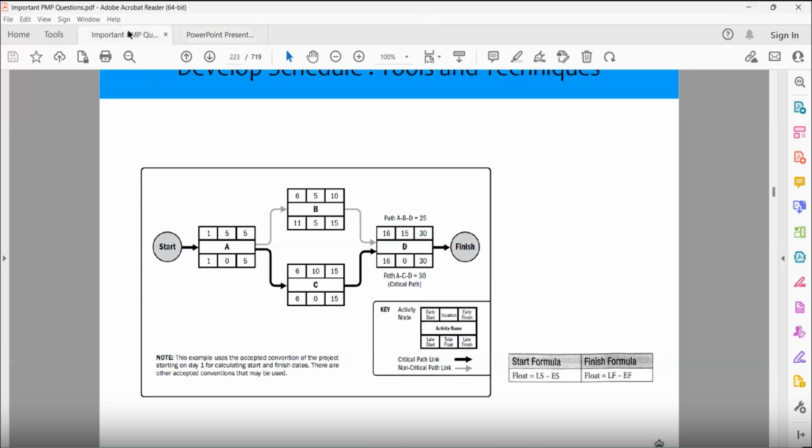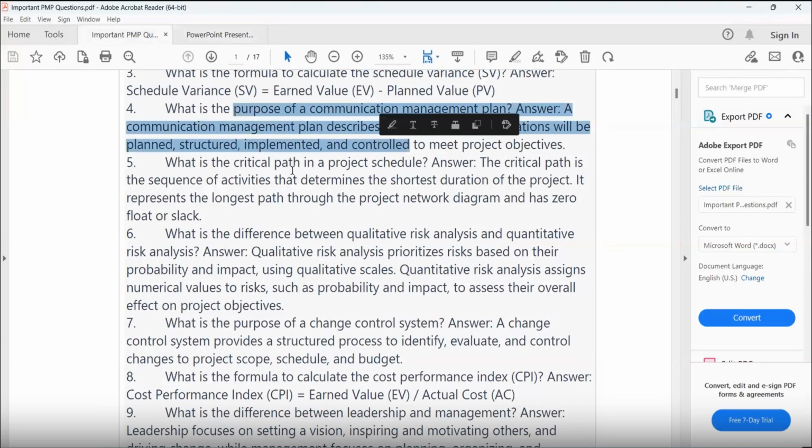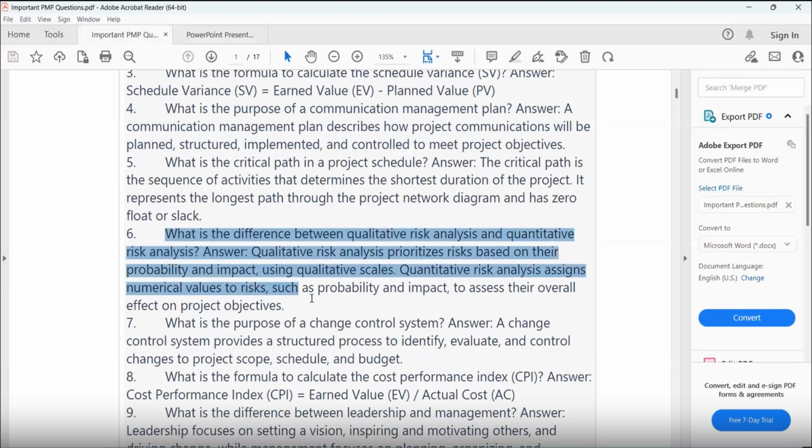Yes, yes. So we come to this question now. What is the purpose of a communication management plan? We did. What is the critical part? What is the difference between qualitative risk analysis and quantitative risk analysis?